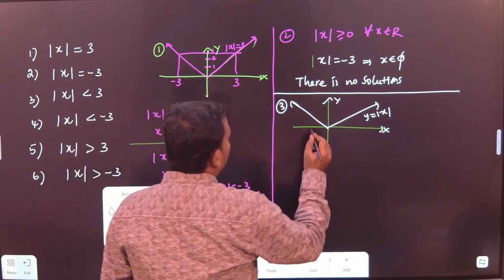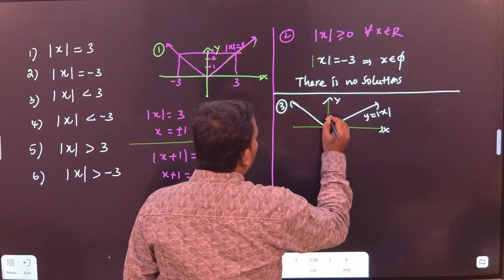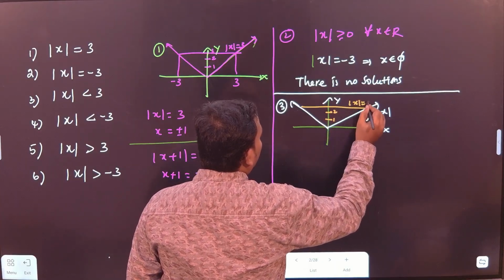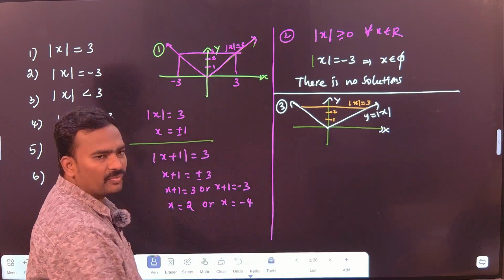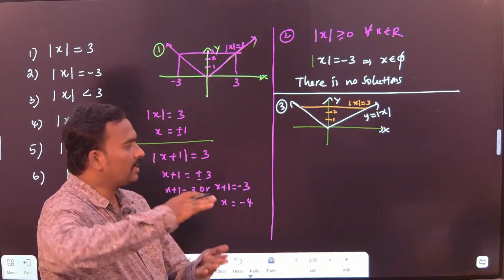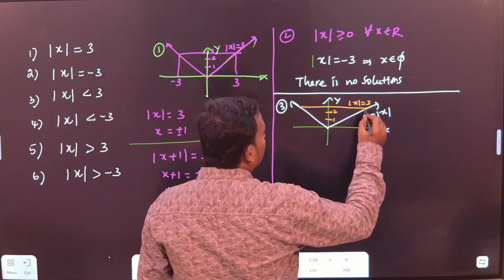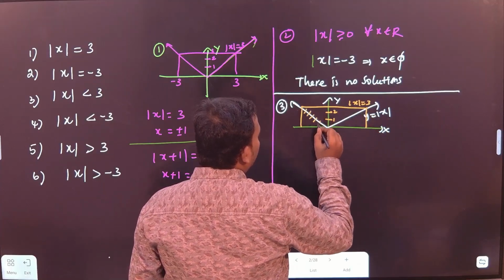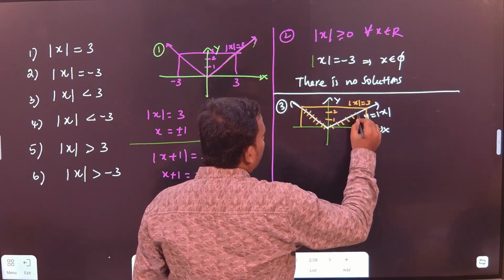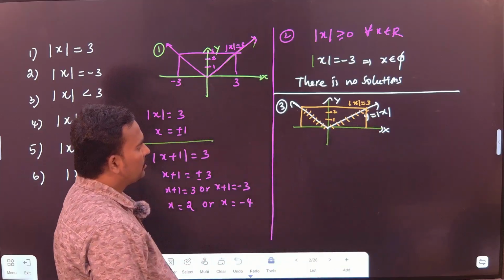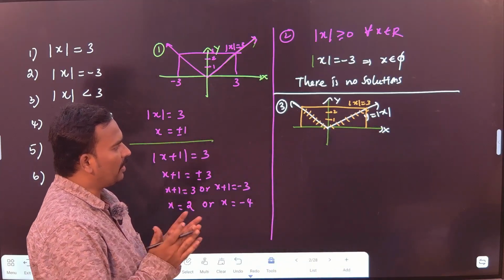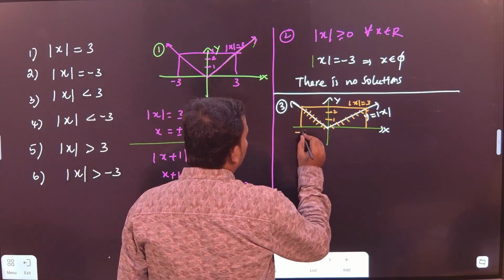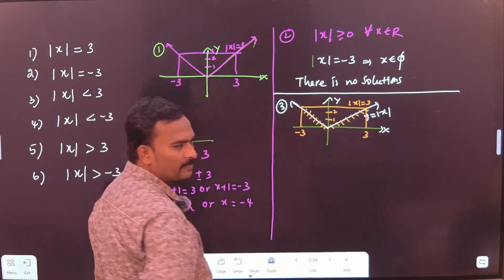Okay, let me take this: 1, 2, 3, mod x equal to 3. We need less than 3. So you know that less than 3 means what? This portion is required, less than 3 portions, right? So mod x is less than 3 means, what are the possibilities for the x? This is minus 3, this is plus 3.